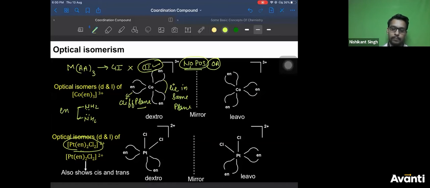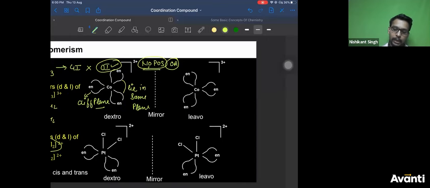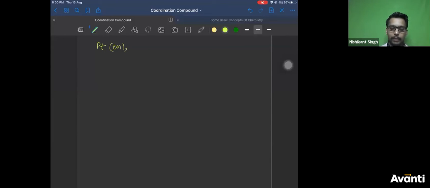Now optical isomers of this molecule. 1 bridge ligand. We have taken 2 bridge ligands and 2 non-bridging ligands. So let us take the example which we have done here, Pt(en)2Cl2, 2+. So this is our molecule. So first of all tell me, will it show GI? We have already discussed this, don't disappoint me on this. Will it show GI, yes or no? Very good, Monisha. It will show GI. Let us see how.